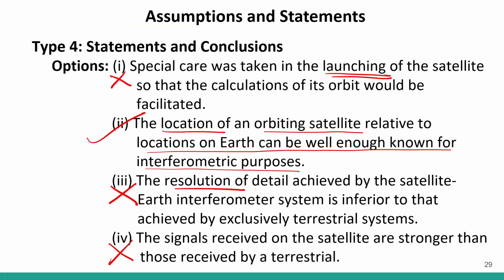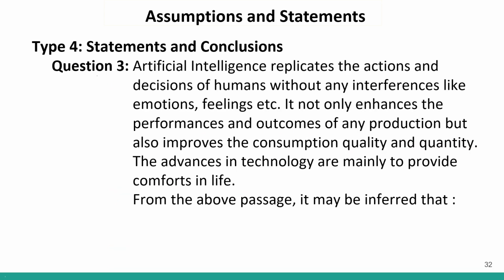Okay, option number 2 will be the correct answer. Question number 3. Question number 3 says artificial intelligence replicates the actions and decisions of humans without any interferences like emotions, feelings, etc. Okay, so we are talking about AI.